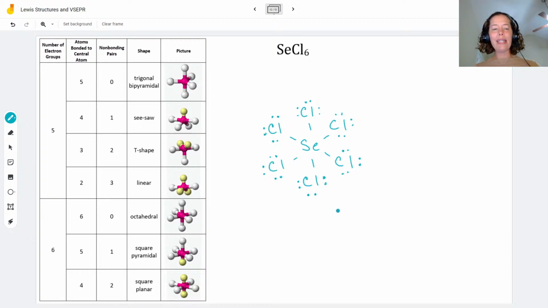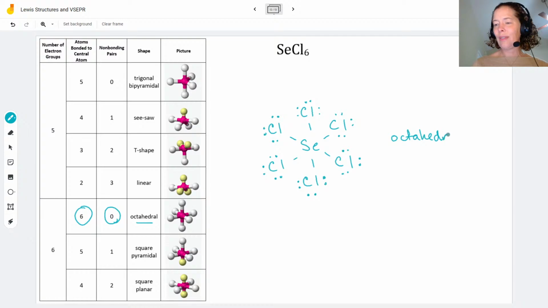Whew. All right. So selenium, my central atom, is bonded to 1, 2, 3, 4, 5, 6 atoms. Here we go, bonded to 6 atoms. It has 0 lone pairs. So this is octahedral. And that is our last shape that we have to predict with our expanded octet.